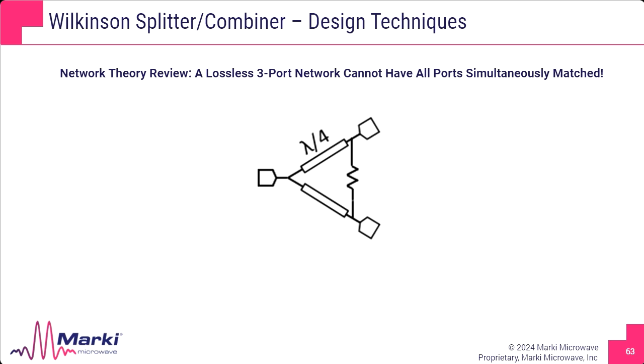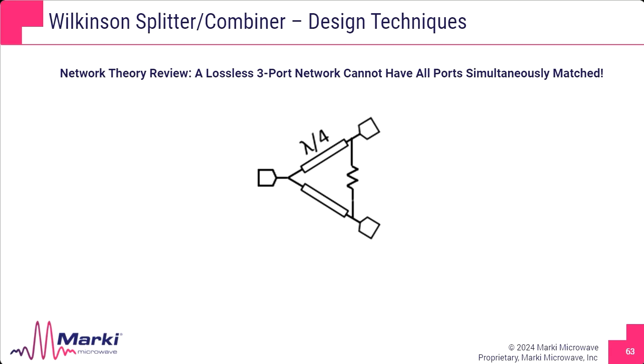Beginning with the understanding that a lossless 3-port network cannot have all ports matched simultaneously with no reflections. This is something we touched on in the introduction with the split transmission line. And I think physically, the easiest way to reason this within your head is to think of it like a stream of water. If you are to split a stream of water evenly into 2 pipes, it's impossible to do that without there being any splashing back.